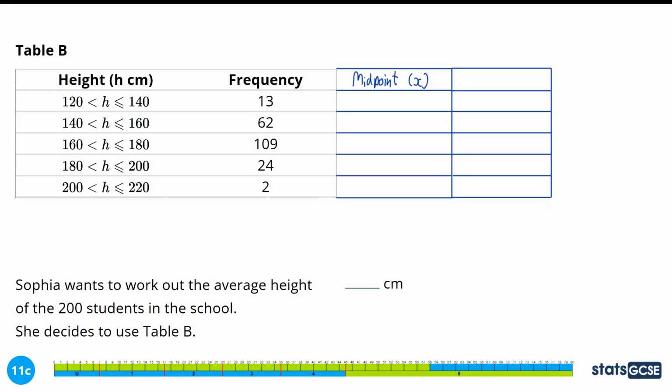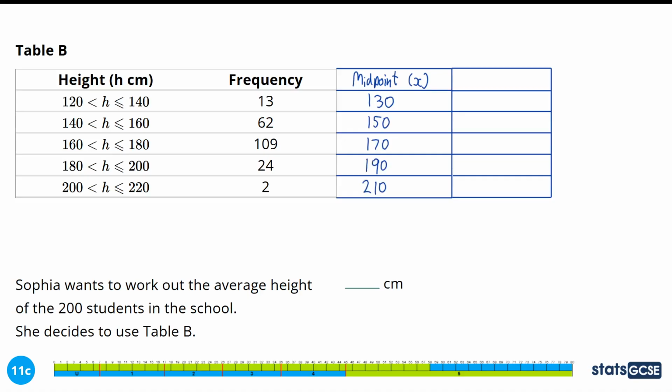So what we need to do first is change all of the heights here to their midpoint. For instance, we know that there are 13 heights between 120 and 140, but we don't know what they are. So the first thing we need to do is work out the midpoints for each group. Instead of a big question mark, we could say that all of those in the first group were 130, because that's the midpoint of 120 and 140.